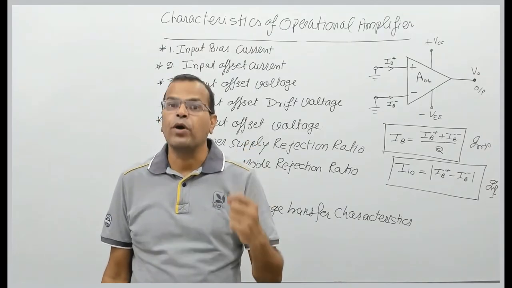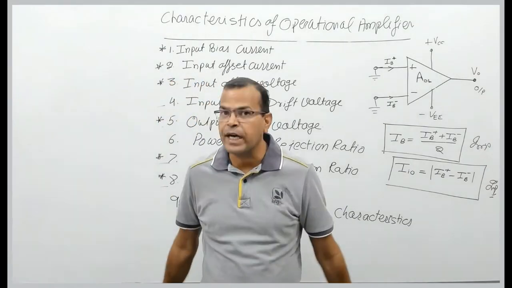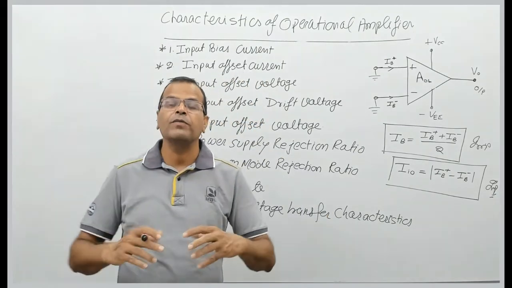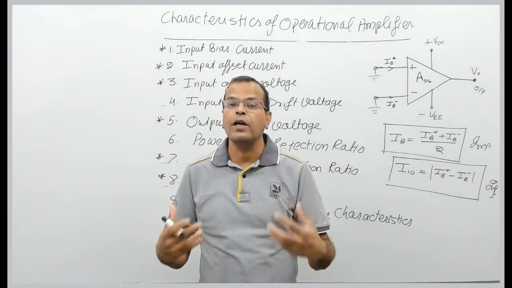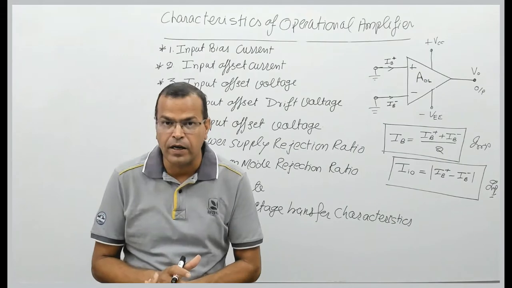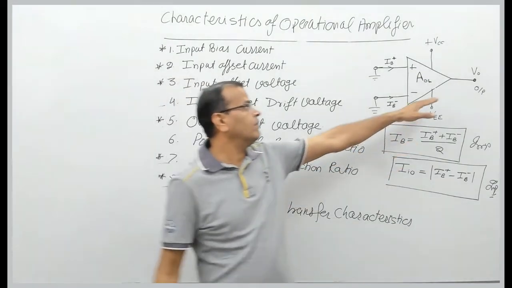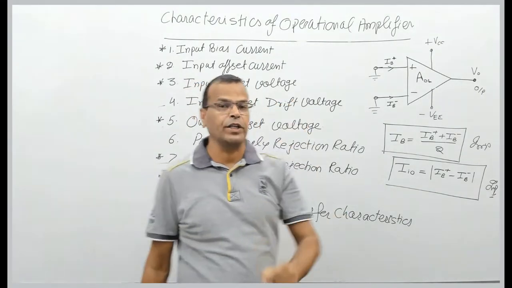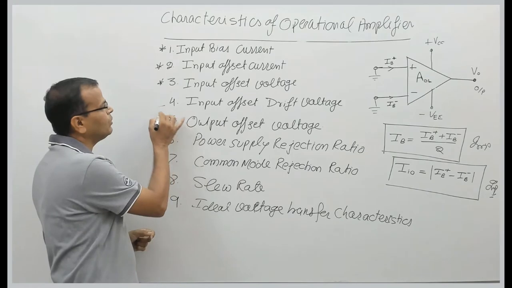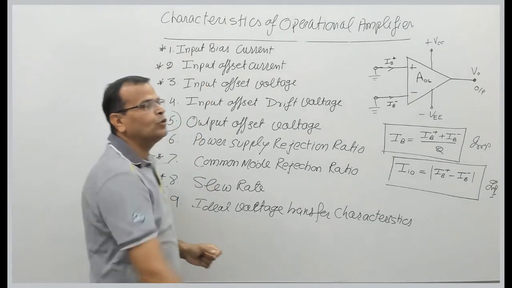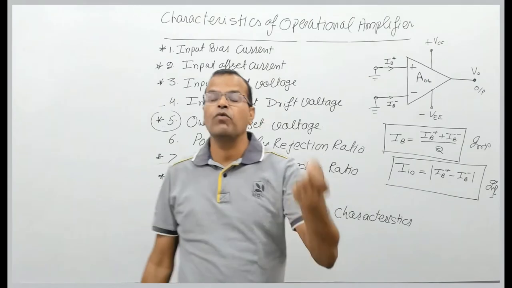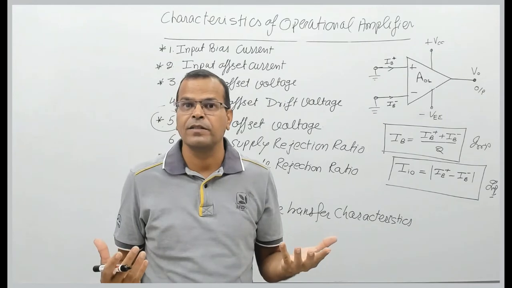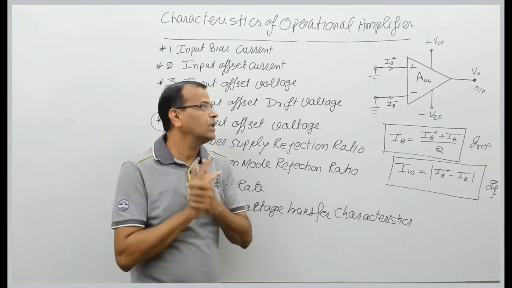Why is it so? Because of the mismatching of the characteristics of the BJTs of the input stage of the amplifier. Because of that, we have some voltage at the output. That voltage is known as output offset voltage. So, output offset voltage is the voltage at the output terminal of the op-amp when there is no input applied. I hope the concept is clear.